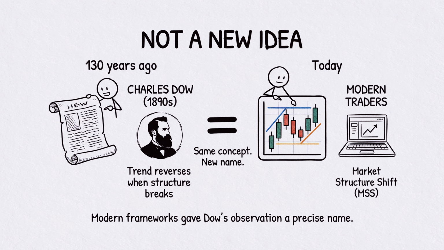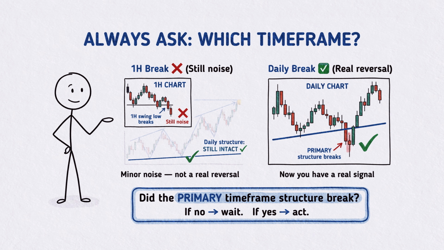And one more thing. Before you act on any structure break, ask yourself, which time frame did this break happen on? If a swing low broke on the 1-hour chart, but the daily swing lows are still intact, the primary trend hasn't changed. You're looking at minor noise, not a real reversal. Always check. Did the primary structure break?